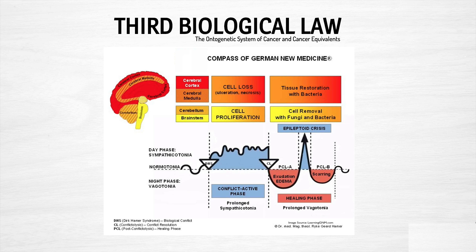And so let's talk about just the overview of the 3rd biological law. We've discussed it several times. This is the ontogenetic system of cancer and cancer equivalents. And we saw this displayed knowing that the brainstem related thyroid issues have cell proliferation during conflict activity, and then during the healing phase there is cell removal with the fungi and bacteria. And then the cerebral cortex, the thyroid duct has cell loss during conflict activity. Once the conflict is over, there is tissue restoration in the healing phase.